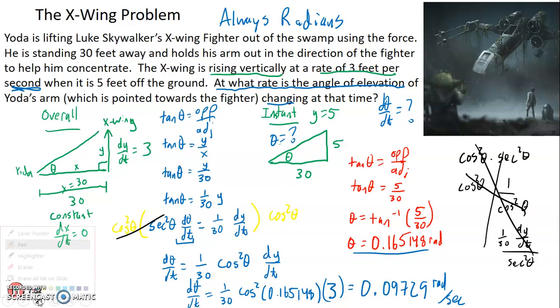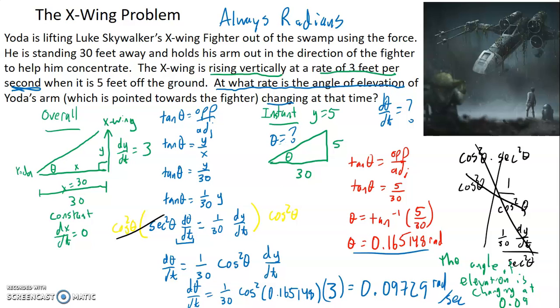I always like to write my answer as a sentence. So I would say the angle of elevation is changing at 0.097 radians per second.